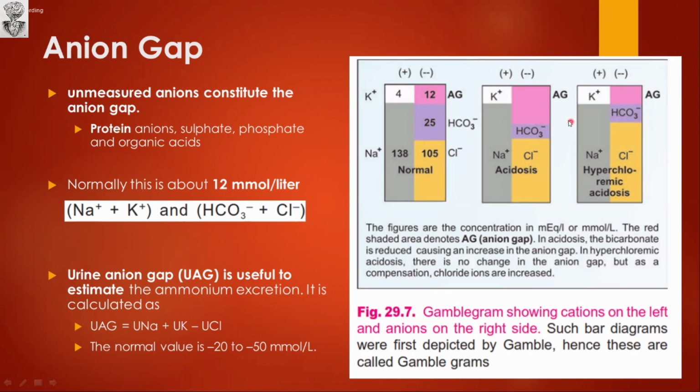Now in the condition of acidosis, you can see the difference in the anion gap between the acidosis and the normal individual. So you will have low bicarbonate due to acidosis, and you will have a high anion gap. So this is called high anion gap acidosis. If you take this example here, the anion gap looks normal.